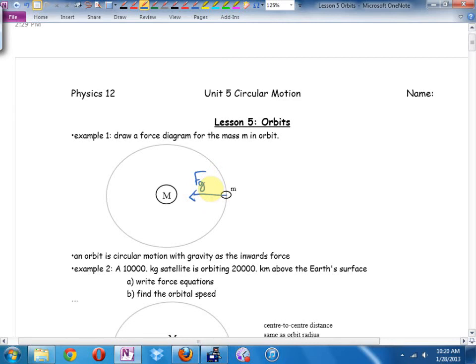What path is little m, the satellite, the moon, whatever, tracing out? A circle. What force is pulling it in a circle? Gravity. You know what that means? This is going to be the equation that we're going to flog to death today. This is going to be my starting point, this equation here. Gravity is what's pulling it in a circle. This is going to be our ongoing theme. If we're in orbit, I know that an orbit, I wrote, is circular motion with gravity as the inwards force.